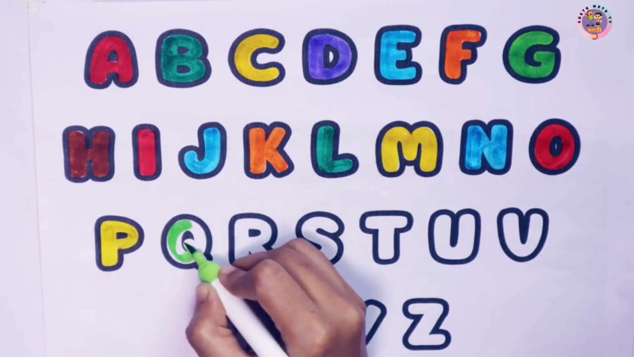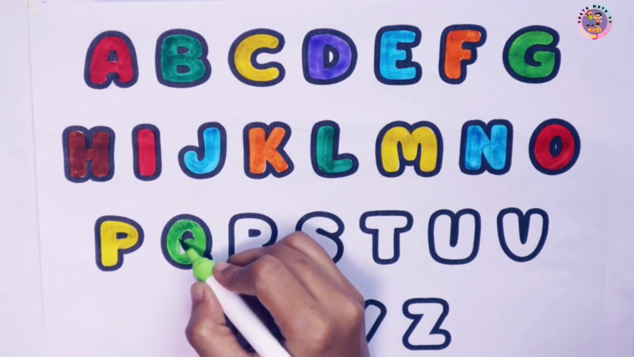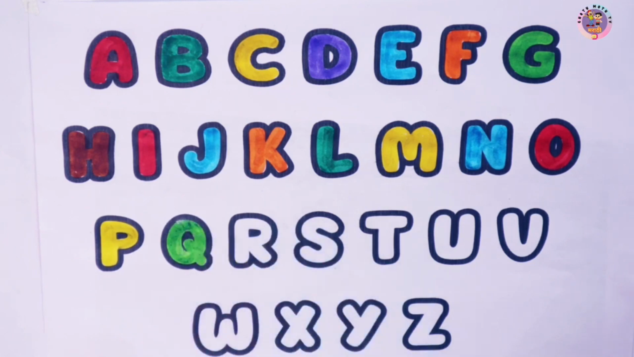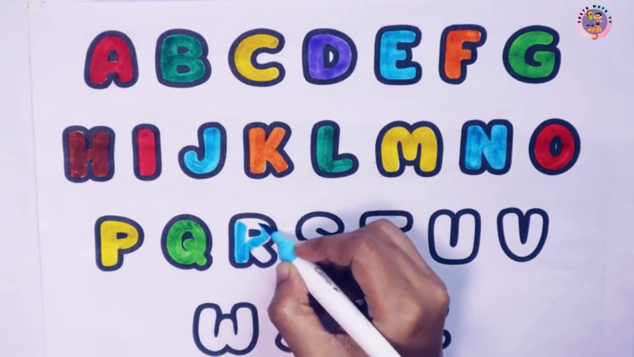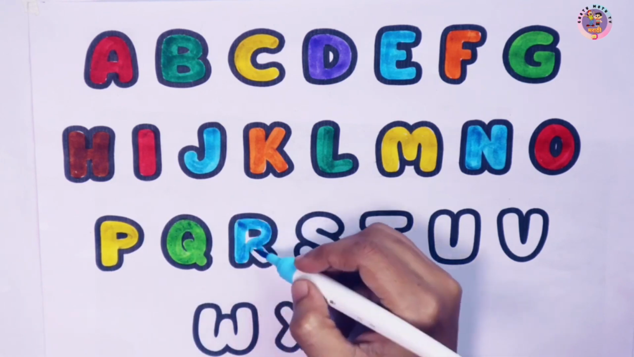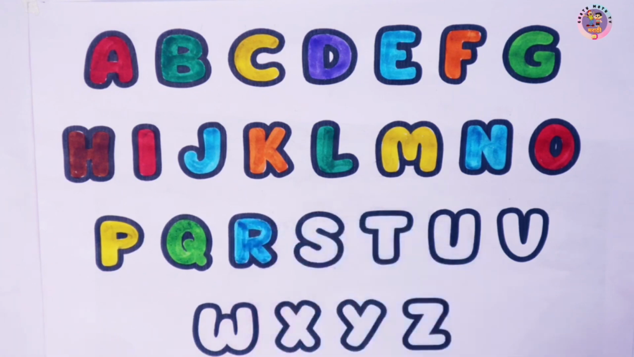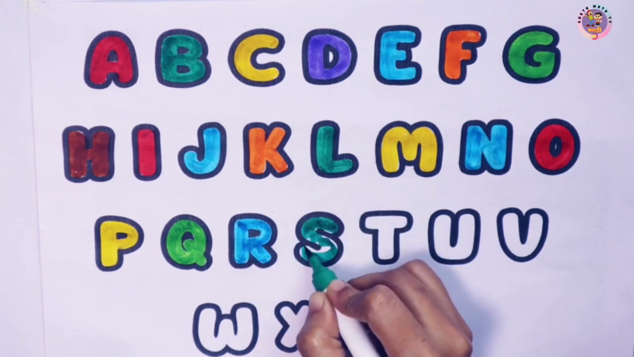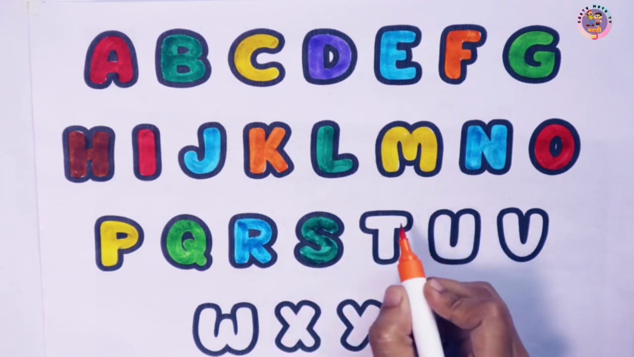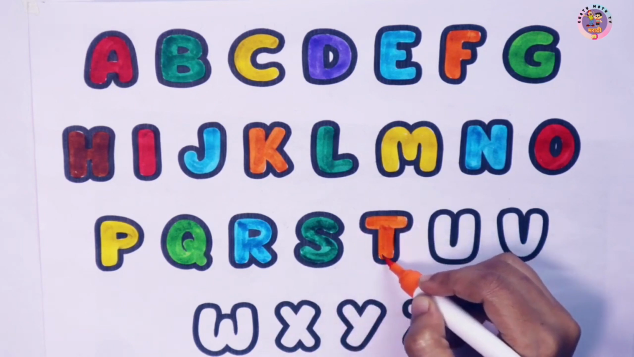Q. Q for queen. R. R for rabbit. S. S for snake. T. T for tiger.